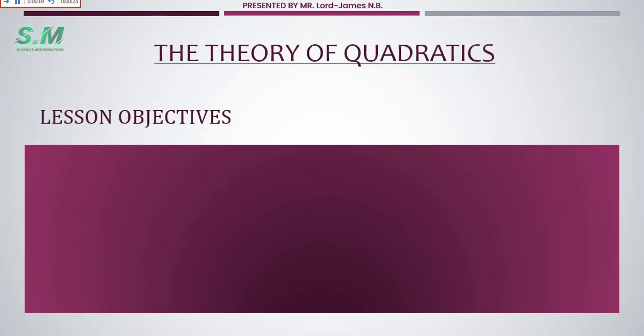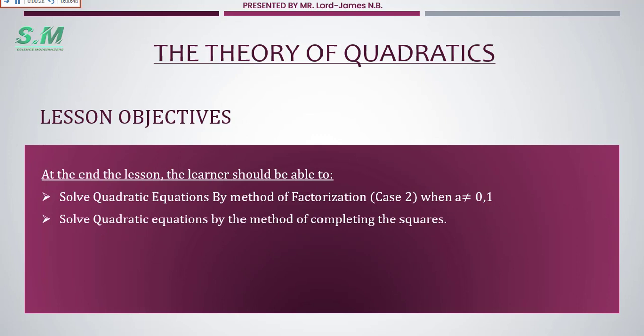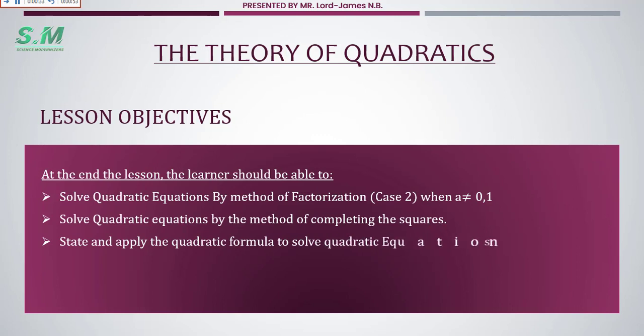Okay, so we are going to get the lesson objectives for this particular lesson. At the end of this lesson, the learner should be able to first solve quadratic equations by the method of factorization, that is the second case when a is different from 0 and 1. Second, solve quadratic equations by the method of completing the squares. Thirdly, state and apply the quadratic formula to solve quadratic equations. The last is know the nature of roots of a quadratic equation.